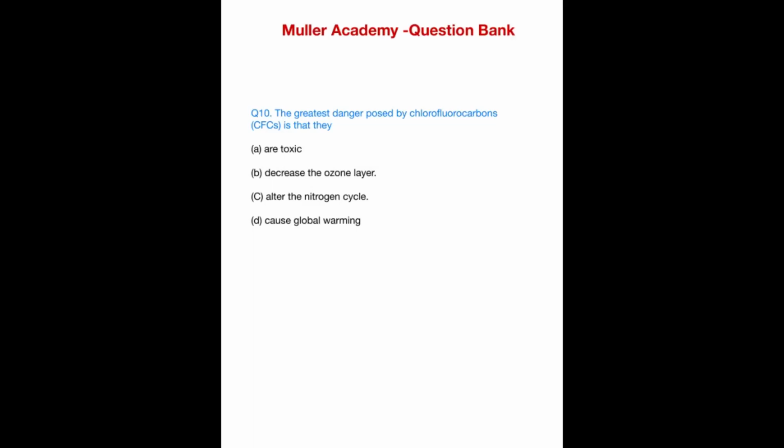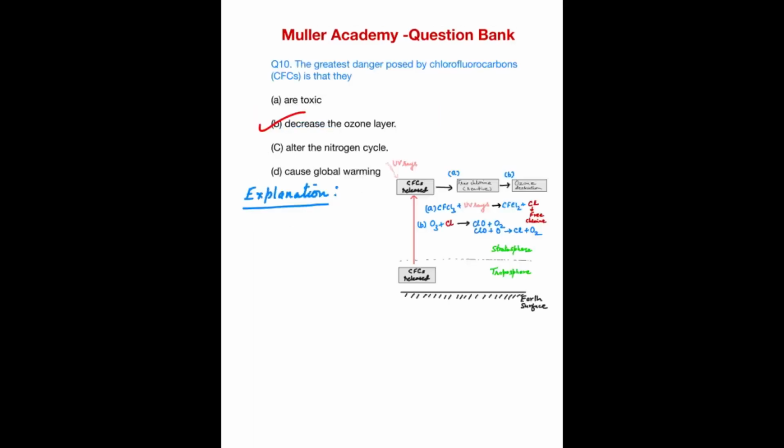Coming to the next question. This is the last question of this video. The greatest danger posed by chlorofluorocarbons is that they are toxic, they decrease the ozone layer, they alter the nitrogen cycle, or they cause global warming. We have explained this as well, but the second option is the correct one. This decreases the ozone layer.